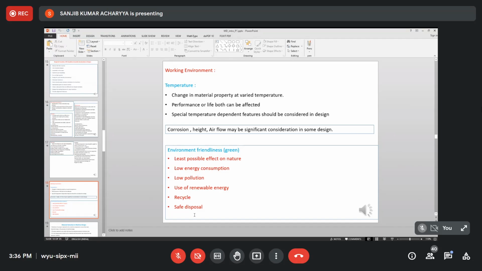Today, one of the important factors by which a product is rated is the carbon rating of the product. Throughout the product life cycle, what amount of carbon is being generated, that will be a feature of the product. The lower the carbon rating, the higher the quality of the product to make the environment safe. Low energy consumption, it is obvious, low pollution, use of renewable energy, recycling, safe disposal. These are the important issues related to the environment that the designer has to consider while designing.